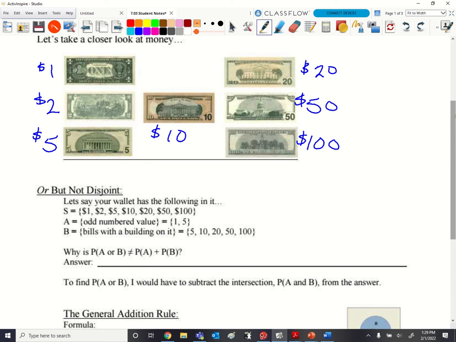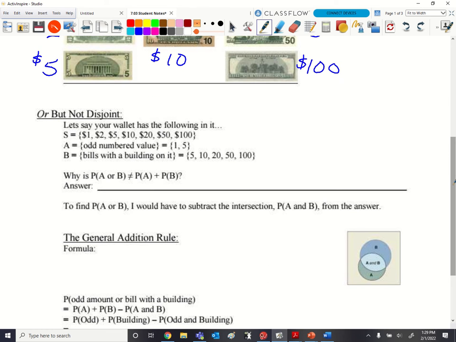Yeah, see there. Anyway, all right, so why is P of A or B not P of A plus P of B? So what I'm going to do is write these out. P of A, what would P of A include? Probability of A. So what is the set of A? 1 and 5.